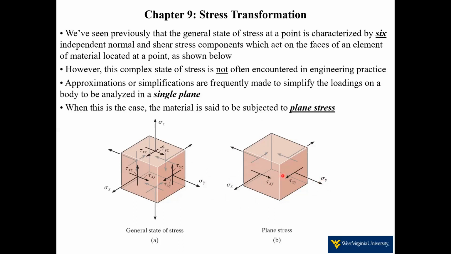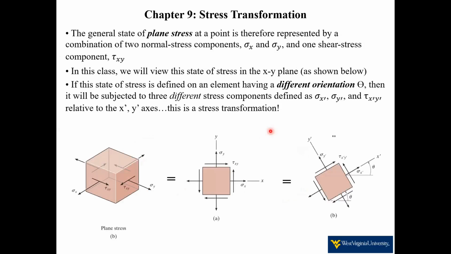But then you only have 1 shear stress. In this case, it would be tau xy, since we're in the xy plane. So this plane stress in 3D looks like this, with sigma x, sigma y, and our 1 shear stress, tau xy, that's in the xy plane. That can be squashed down.